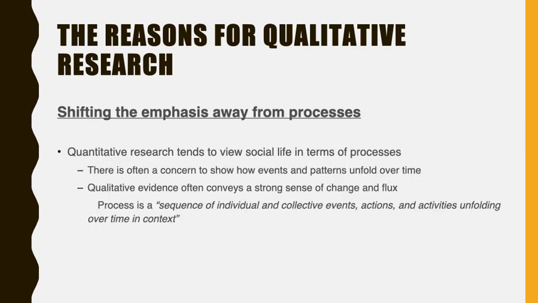It also shifts the emphasis away from the actual processes of collecting data. Quantitative research tends to view social life in terms of processes, so it shows that events and patterns unfold over time due to certain factors. With qualitative research, evidence is often used to show how things are in flux and how things change over time, based on the individuals acting in those times and the feelings and beliefs that they have ascribed to whatever we're studying.